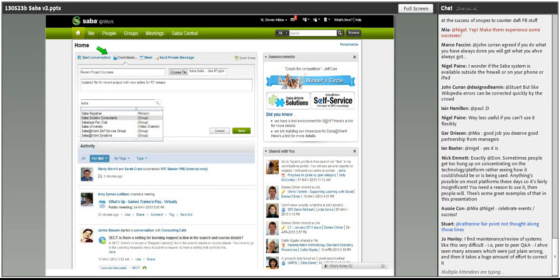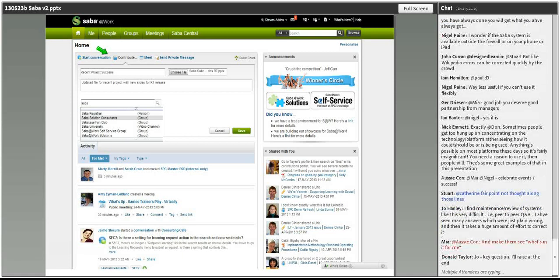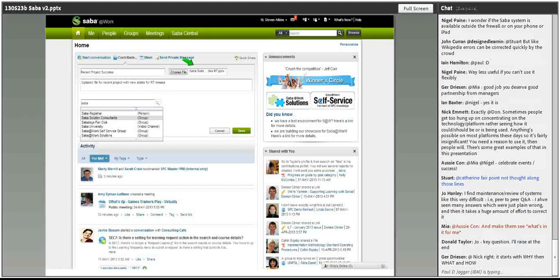But how do I prove information back? I just wanted to show that actually I can contribute information, right? My conversations, my resources, my meetings. This is a recent project document I use. This is successful. This is the file. And then I can update that file and choose to post it wherever I need to.